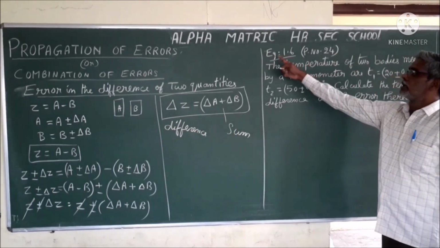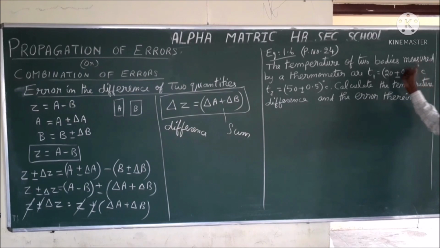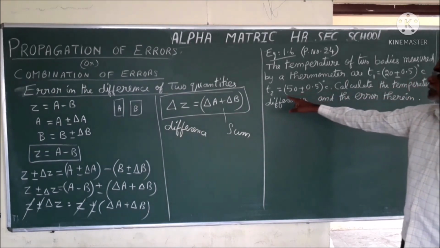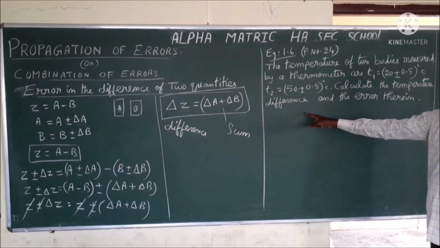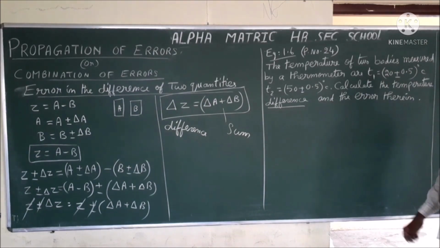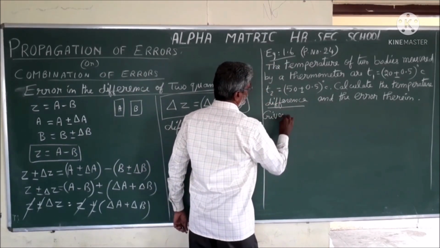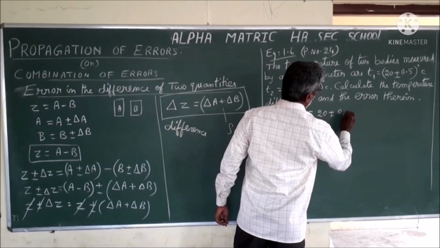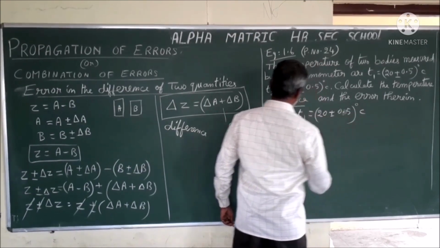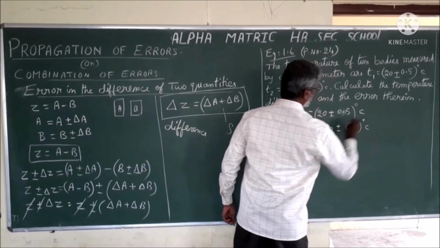Next we will go on to a problem. Example 1.6, page number 24. The temperatures of two bodies measured by a thermometer are T1 is equal to 20 plus or minus 0.5 degrees Celsius, T2 is equal to 50 plus or minus 0.5 degrees Celsius. Calculate the temperature difference and the error therein. What is given? T1 is 20 plus or minus 0.5 degrees Celsius, T2 is 50 plus or minus 0.5 degrees Celsius.